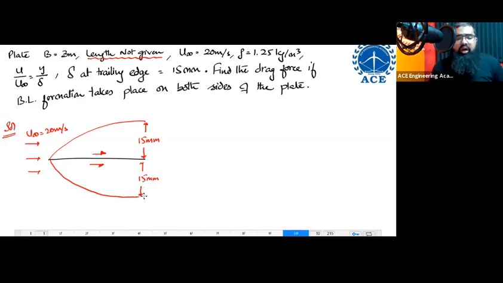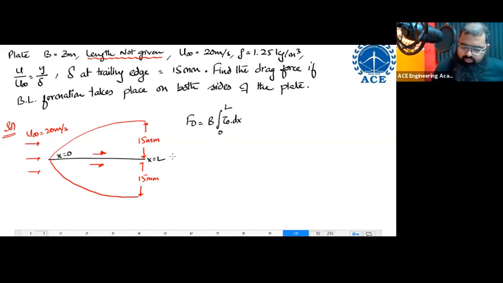Now, how do you have to find out drag force? Recall from yesterday's class, the value of FD was having two formulas. One formula we were having was B into integral tau naught times dx ranging from 0 to L. This is x is equal to 0, this is x is equal to L. But this would be wrong over here. Why would it be wrong? Please be careful. It has to be 2b over here.